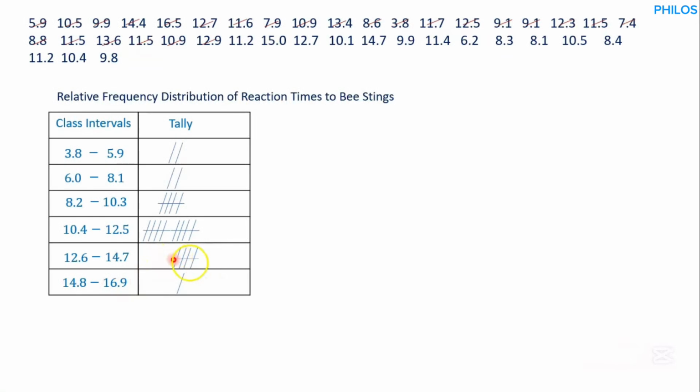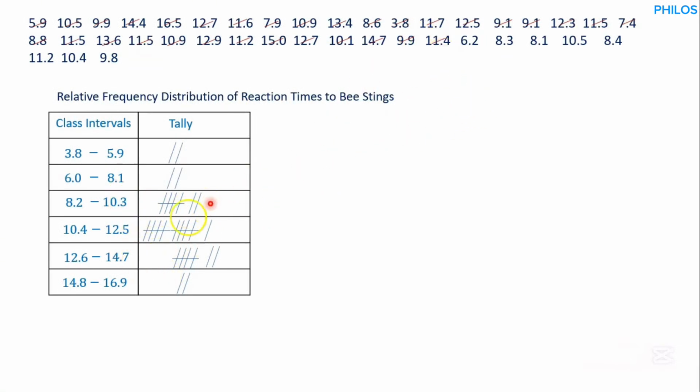That will be the fifth one, so let's use it to cross. Then 11.2 will also be here. Then 15.0 and 12.7 will be in the fifth class. 10.1 will be in the third class. 14.7 will be in the fifth class. Then 9.9 will be in the third class.